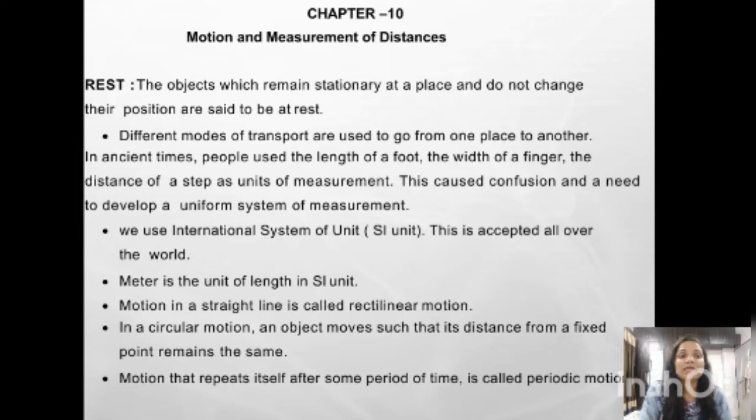While in a clock, the hour hand or the minute hand passes 60 minutes and comes to the particular place and completes 1 hour, the time taken by that particular object to complete this motion is the same. That's why it is said that motion which repeats itself after some period of time is called periodic motion. And the best example is also the pendulum, which you have seen in the small standard 2.